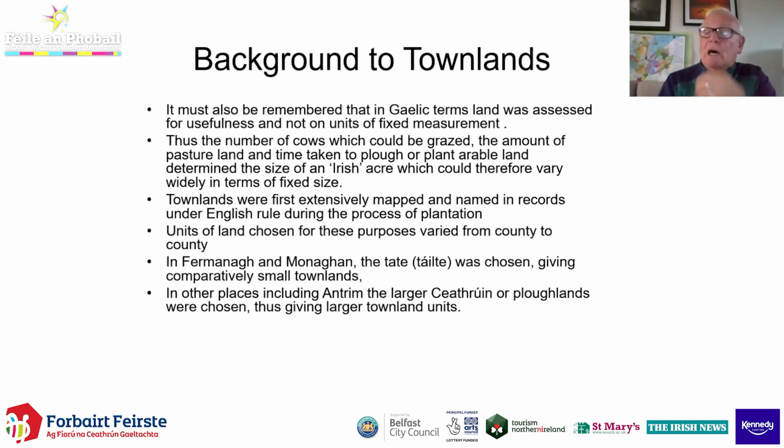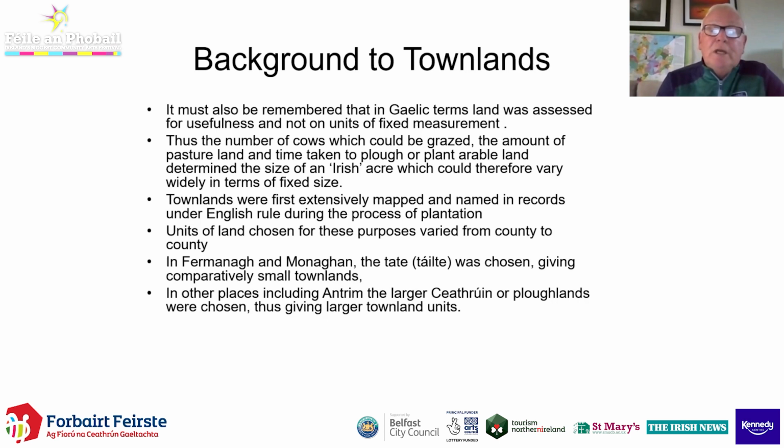And the English used the measure of distance. So they measured everything on the basis of how far it was from the king's nose to the tip of his finger. And they picked one king and stuck with that. So you find different units of land in different parts of the country, varying from county to county.